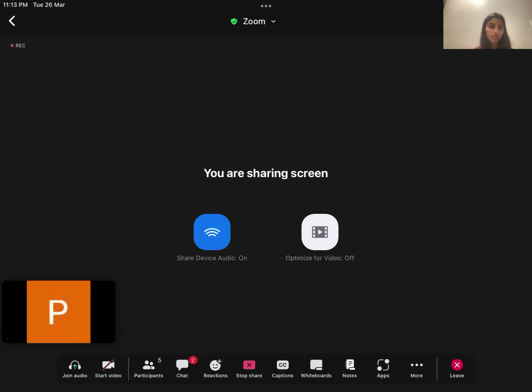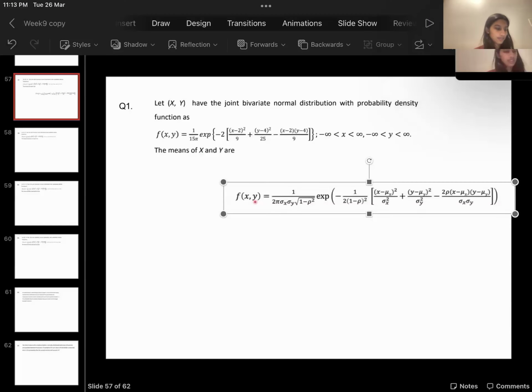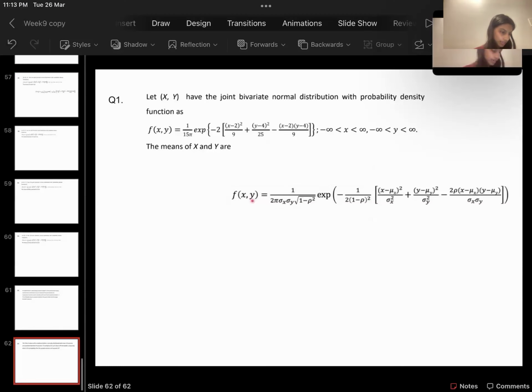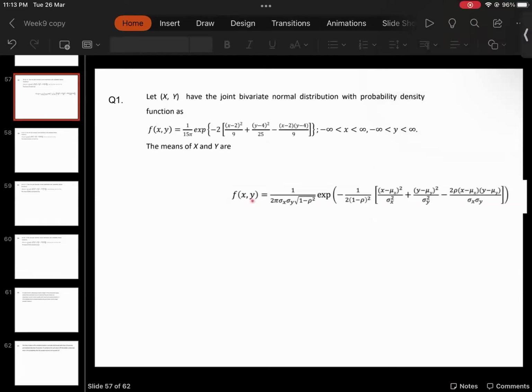Yeah, let us solve the problems. We just had 5 numerical questions. The rest were R-based questions, and we'll look at that when we come to it. So the first question is: let X and Y have a joint bivariate normal distribution with the probability density function given here.